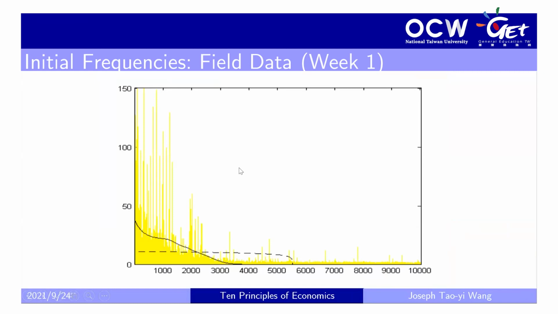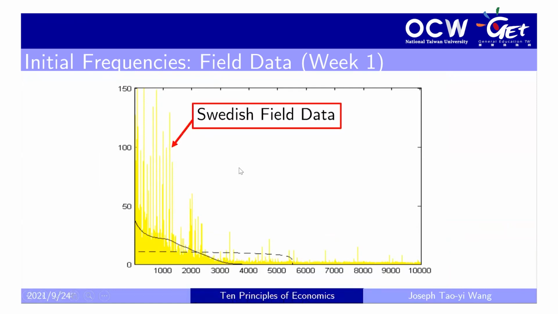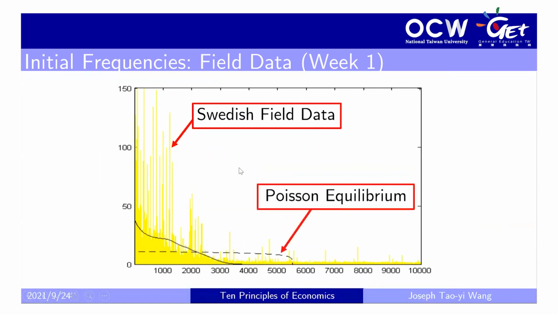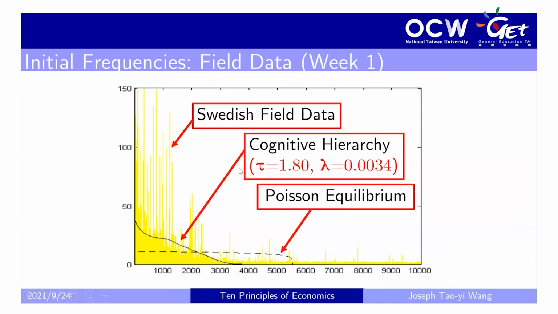The last thing is, can we actually explain round 1? So here the yellow lines are the Swedish field data. The dotted line is the Poisson equilibrium that we just tried to solve. Actually, this is part of my research, but I tried to do a cognitive hierarchy model. When the thinking step is on average 1.8 steps of reasoning, then you actually can get this prediction that you see people overchoose small numbers, and you have the gap between 2,000 and 5,000.